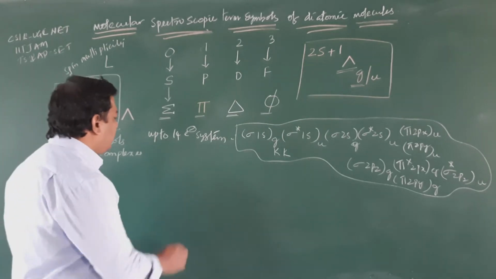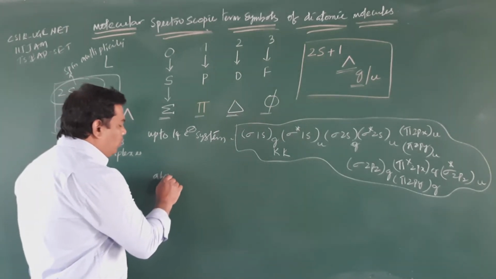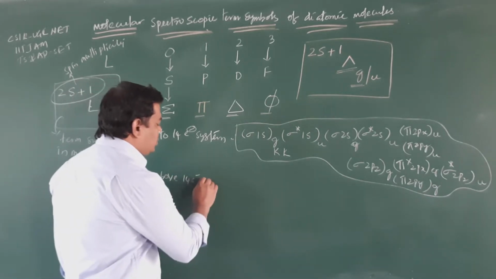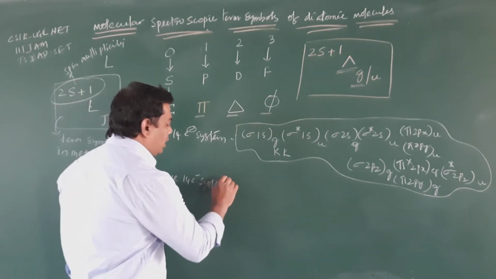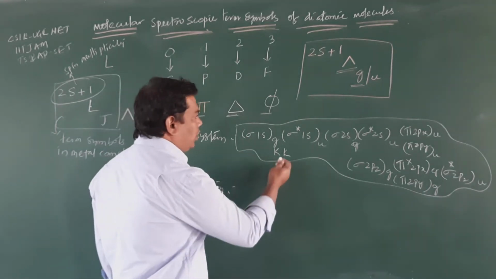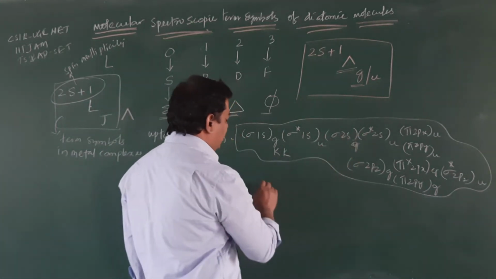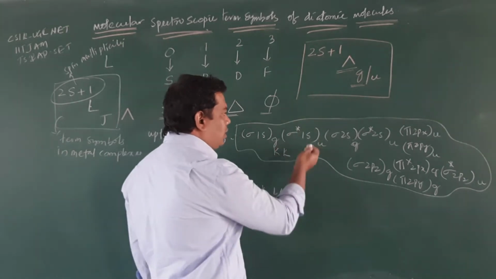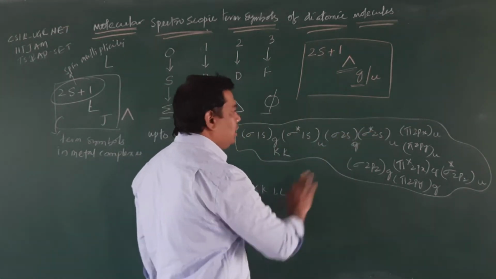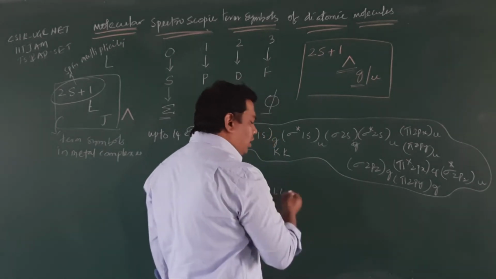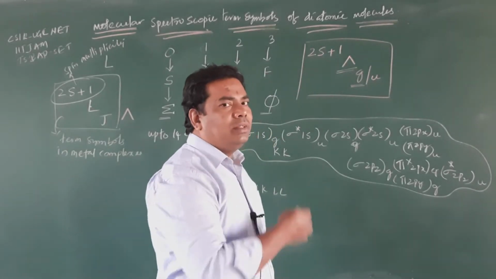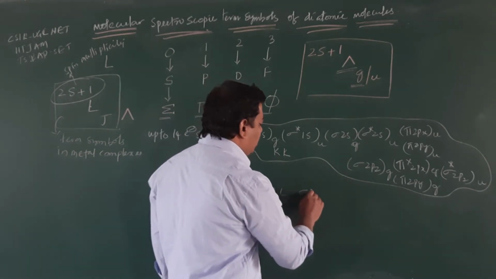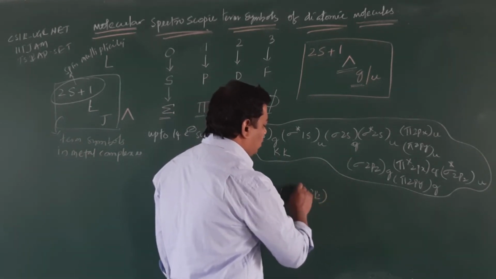Okay, right. Then we will move to the above 14 electron system. In the above 14 electron system, KKLL is common, meaning sigma 1s, sigma star 1s, sigma 2s, sigma star 2s is common. Then in the above 14 electron system, the electrons enter into the sigma 2pz first.